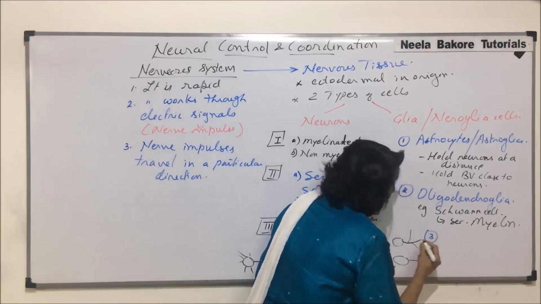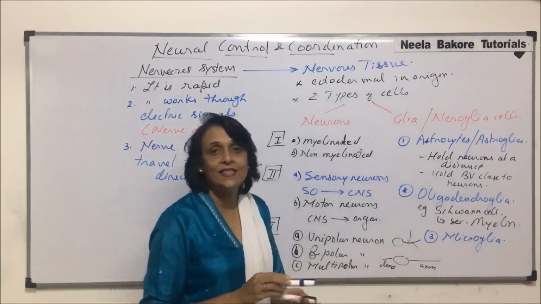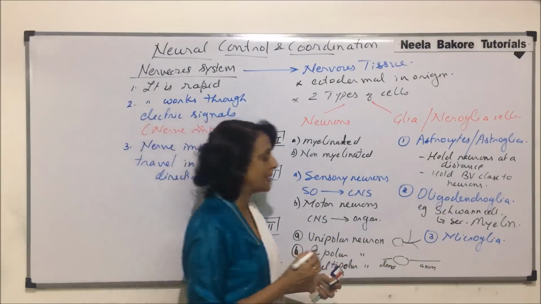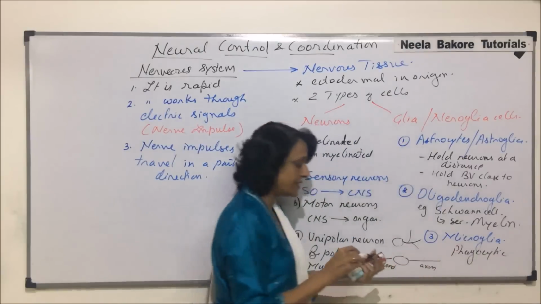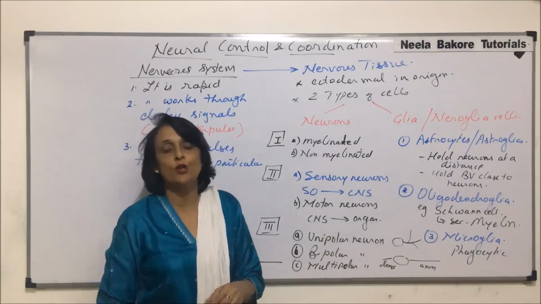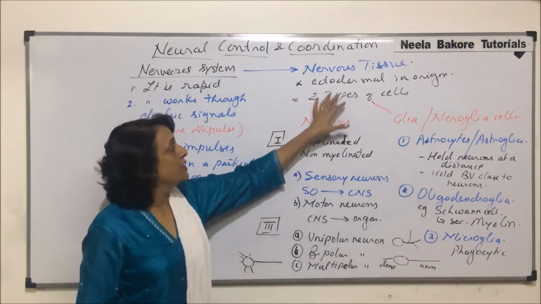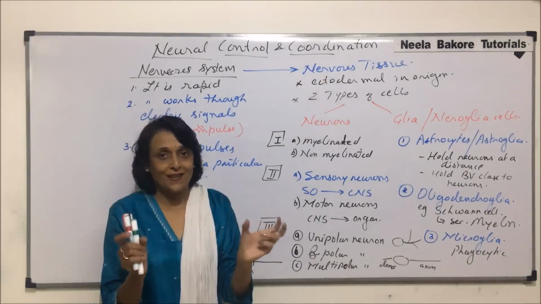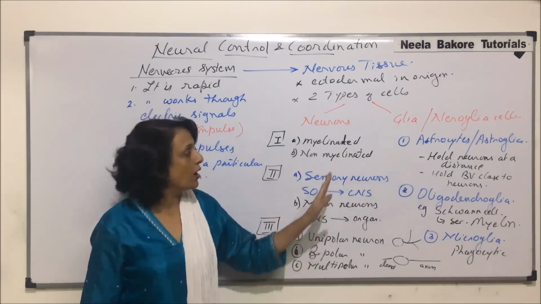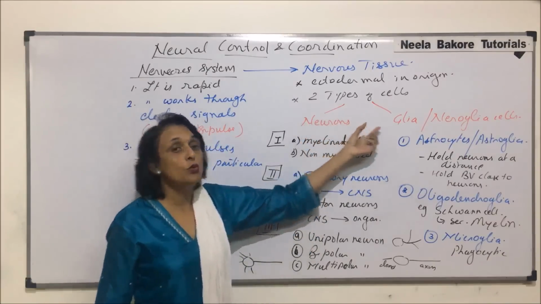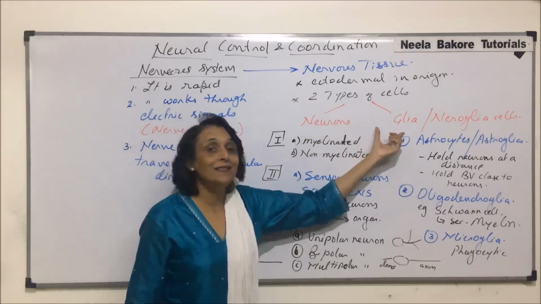The third type are known as microglia cells. And microglia cells are very small and their function is phagocytic. So they are phagocytic in nature. That means they must be engulfing the foreign particles or the germs or the pathogens which are in the system. So nervous system is made up of nervous tissue, and there are two cells important. We have not talked about other cells. We will talk about those cells like ependyma cells and all when we come to that structure. So these are the two main cells in the nervous tissue or nervous system: neurons and glia cells.